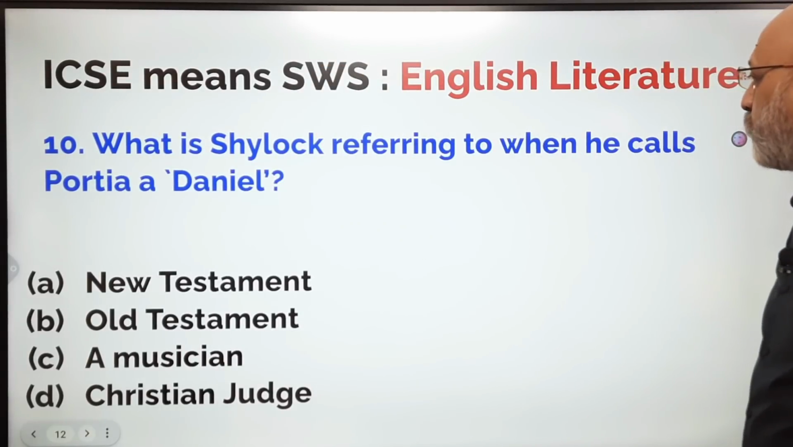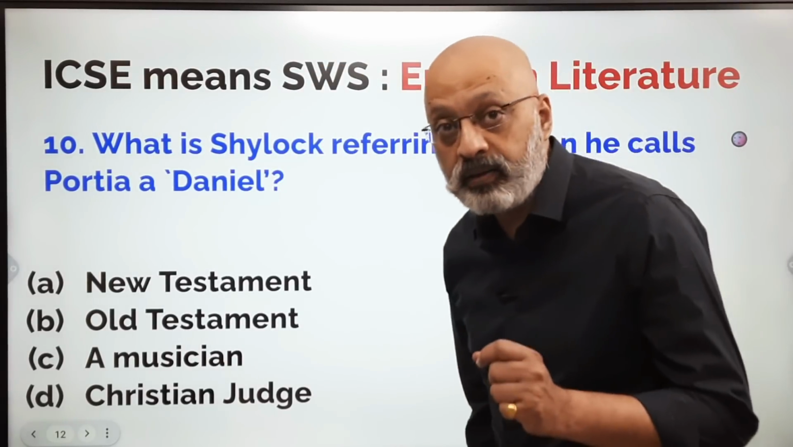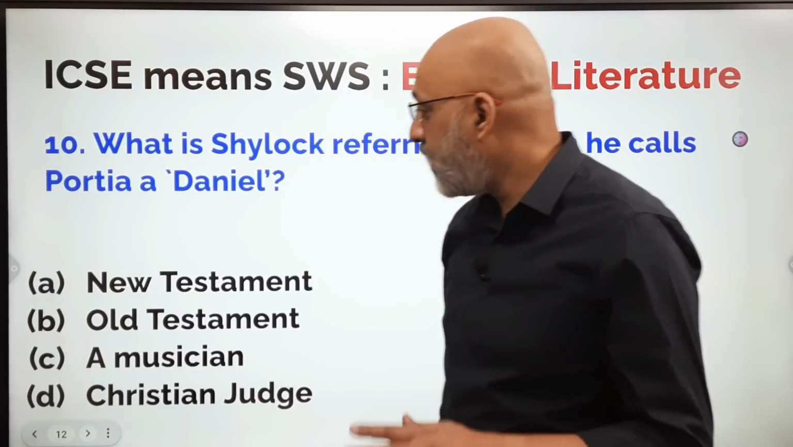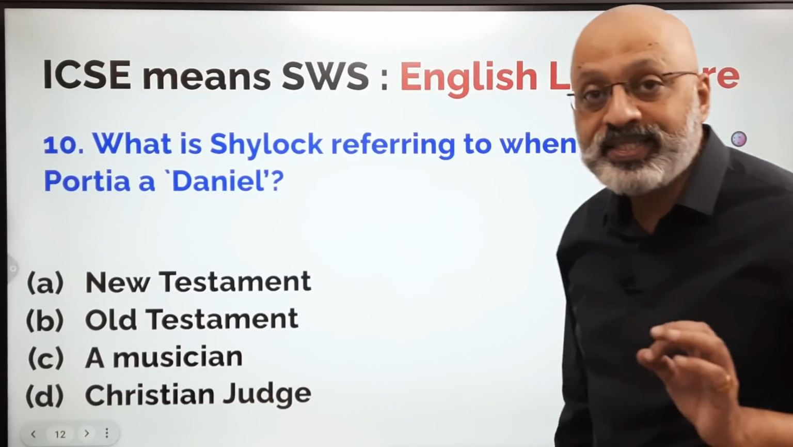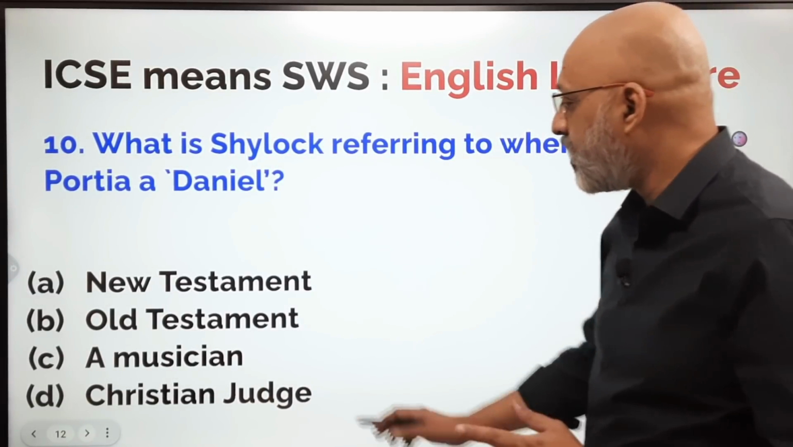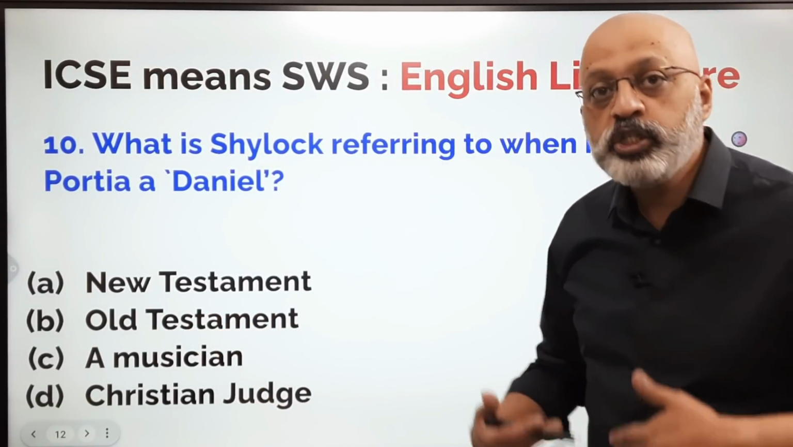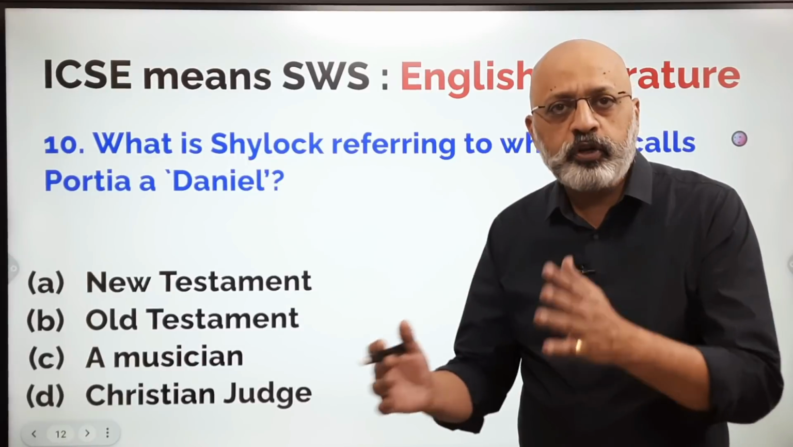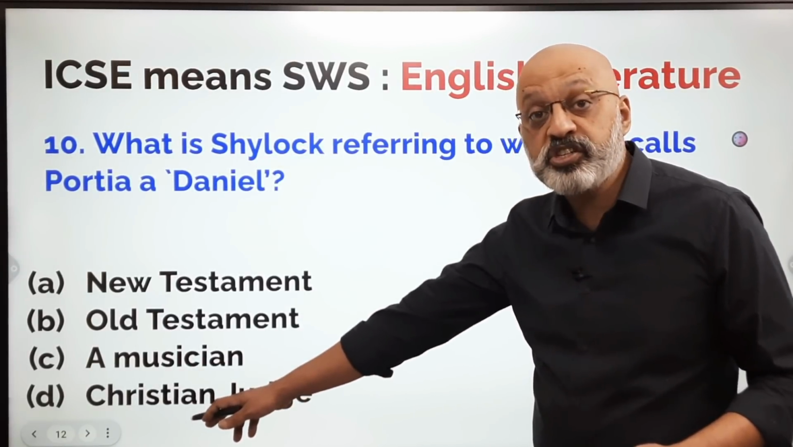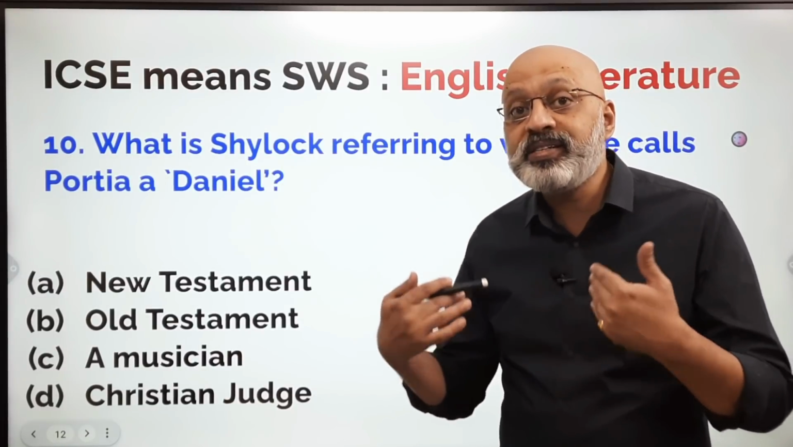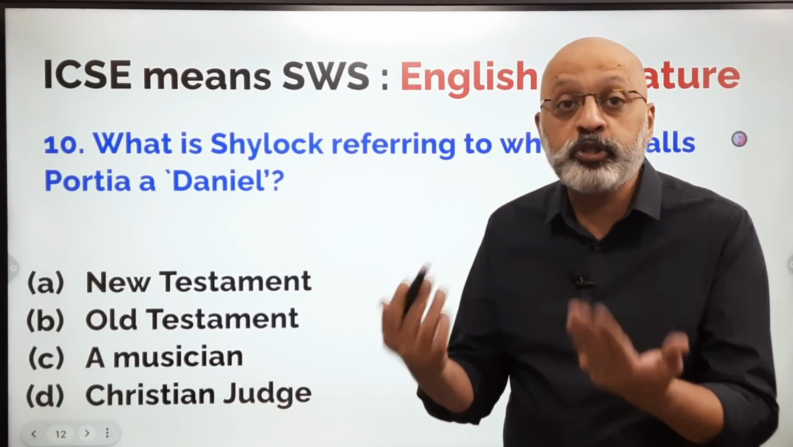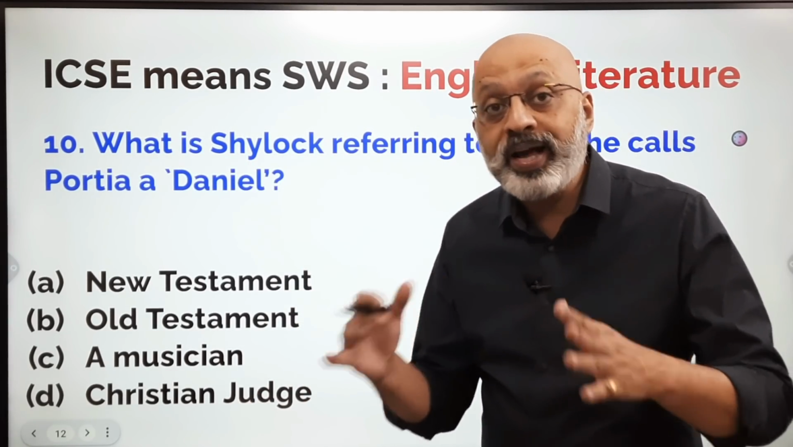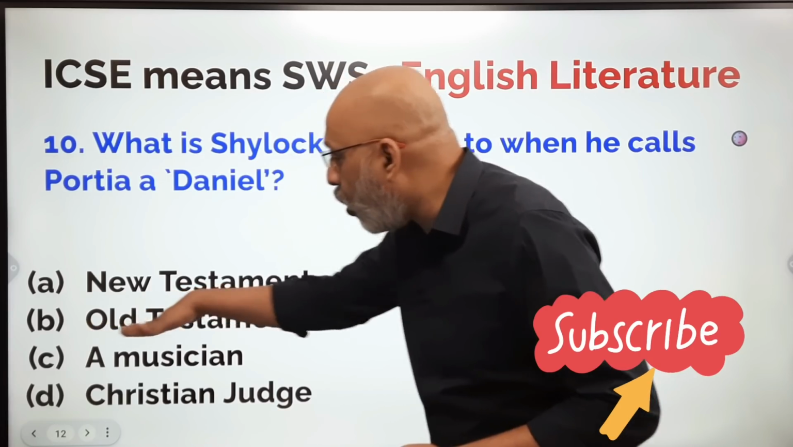Last question. What is Shylock referring to when he calls Portia a Daniel? Now, this is something many of you may have missed out if it has not been explained to you in your class. The correct answer is B, Old Testament. Okay, so just remember this. This is Old Testament. He was a Jewish prophet, who also took charge of judging cases. But here the word uses Christian judge, right? So he was a judge. That's why he's referred to as a Daniel. Shylock calls Portia a Daniel because he used to settle these kind of cases. But he was known as a Jewish prophet, and this is part of the Old Testament.